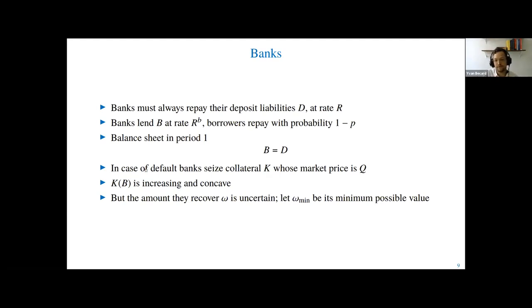So if the borrowers default, the bank seizes the collateral, and then there is a risk that the bank cannot diversify. It's this omega. Once the bank seizes the collateral, the value of this collateral is subject to this omega shock. Think of omega as taking two values: omega low, or omega min, and omega max. So the bank does not know when it lends what omega it's going to hit in the next year.